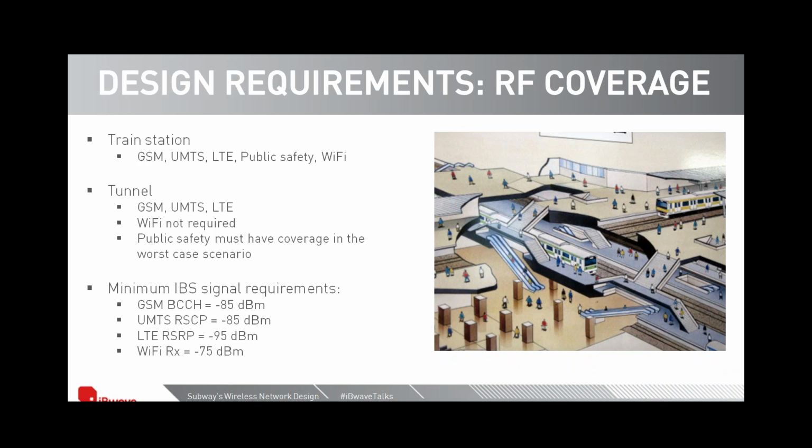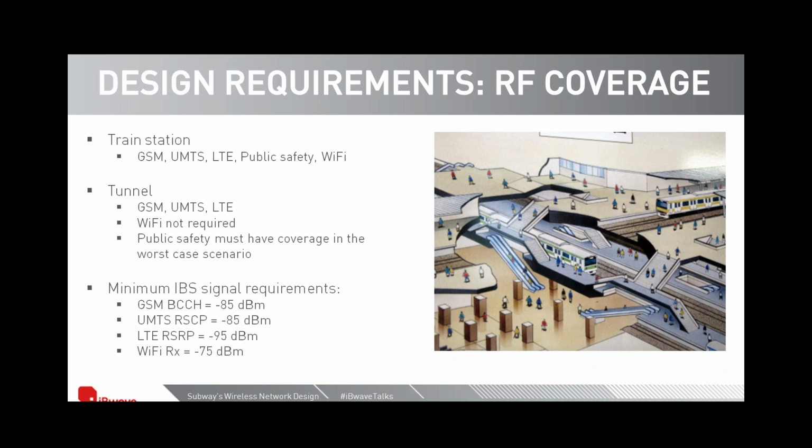We have trains coming at both levels, and what we need to provide is wireless mobile commercial service, 2G, 3G, and 4G. And these are provided by 4 different wireless service providers that are dominant providers in that city. Also, public safety needs to be provided, and Wi-Fi. That is at the train station.